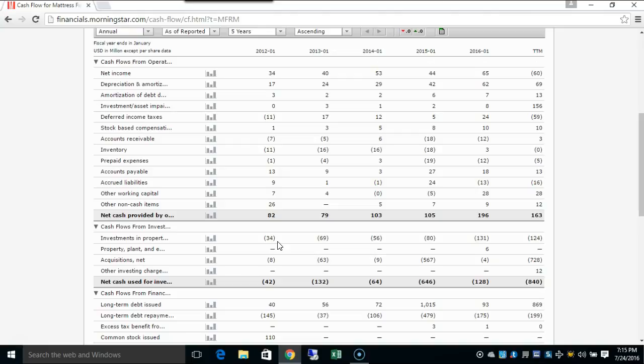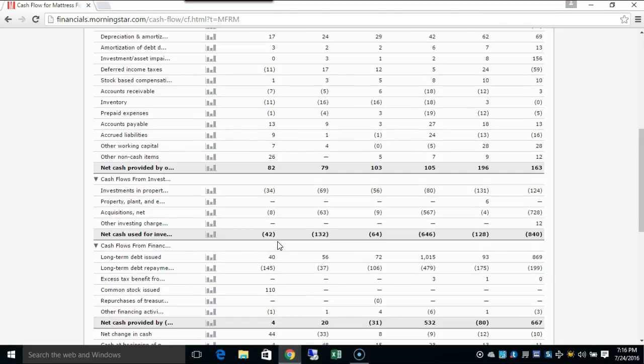This is where things actually get a little easier from a logic standpoint. Unlike working capital now, it's more straightforward. It's more direct rather than indirect. What did this company, Mattress Firm, do with their $82 million they generated from operations? Well, they took $34 million and they invested in property, plant, and equipment. And they had acquisitions, net of acquisitions, of $8 million.